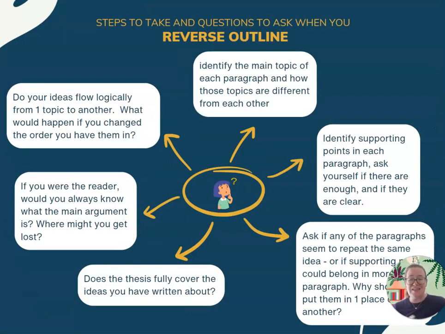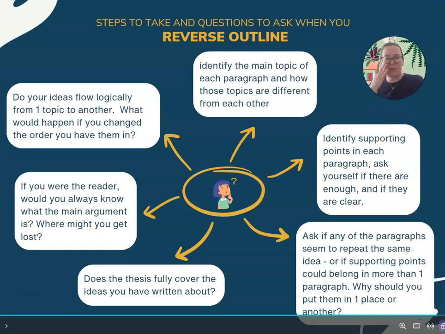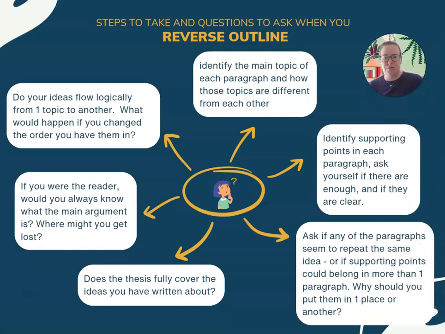I'll give some tips for how to do this in a way that will keep you from getting lost when you're doing your reverse outlines. Some things to think about. As you're looking at your work, identify the main topic of each paragraph and how that topic is different from the others. This is a really important point, right?